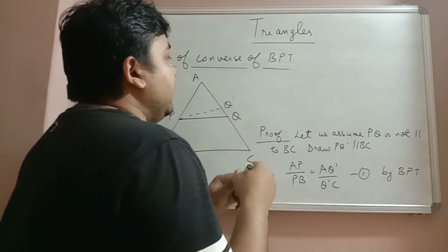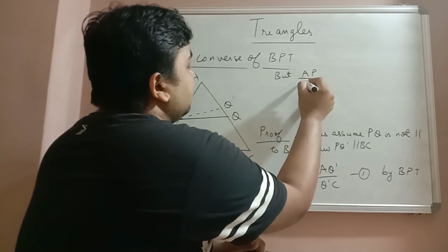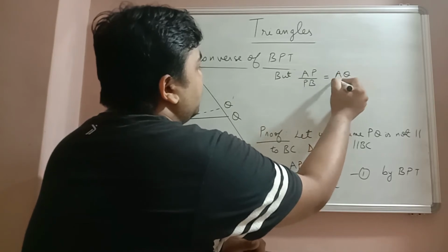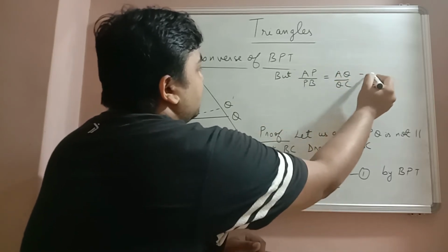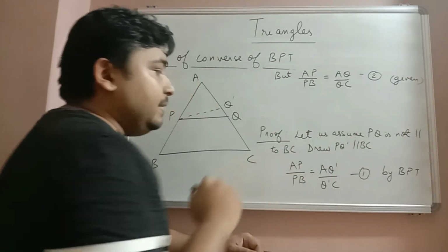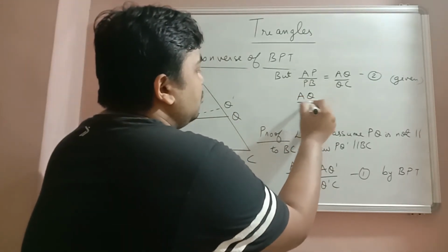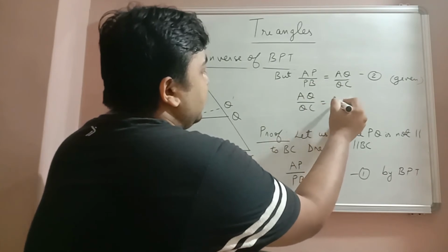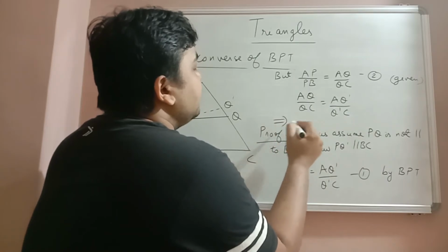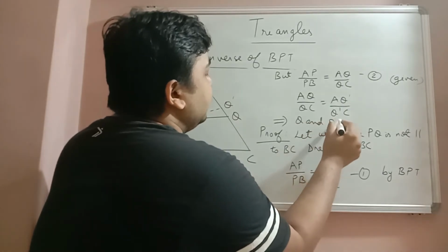But it is already given that AP upon PB is equal to AQ upon QC. So one can say from the first and second equation we conclude that AQ upon QC is equal to AQ dash upon Q dash C. This simply implies that from the figure, Q and Q dash coincide with each other.